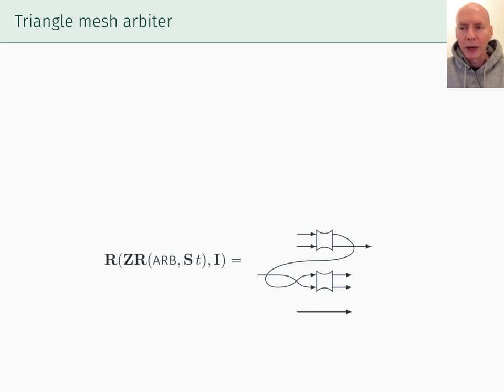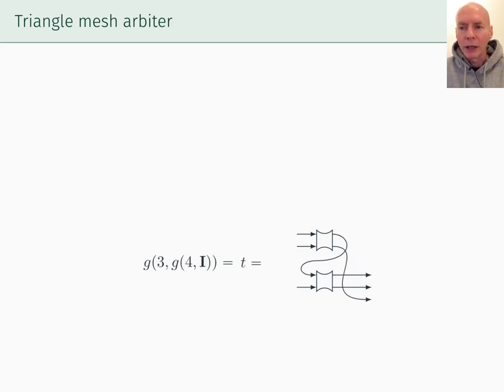Rack of that with I puts a wire on the bottom and one more connection. So it looks like we have g of 3, g of 4I equal to those two arbiters connected like that. We'll call that t on the next iteration. S squared of t moves the first input down to the bottom.